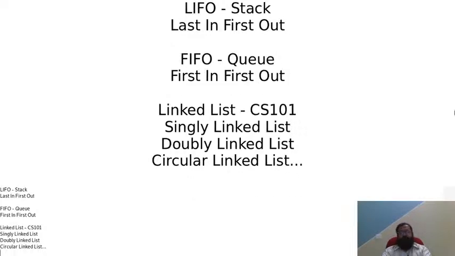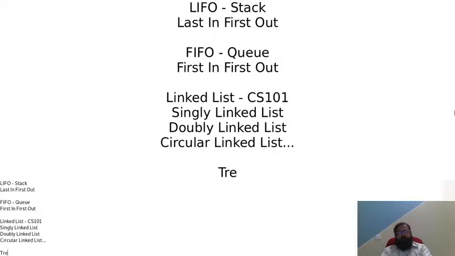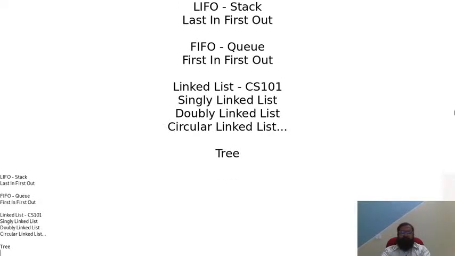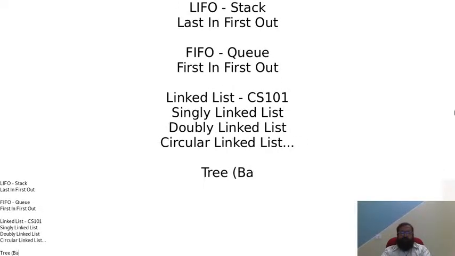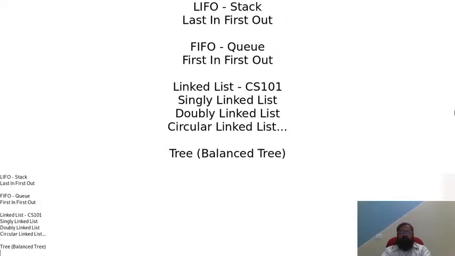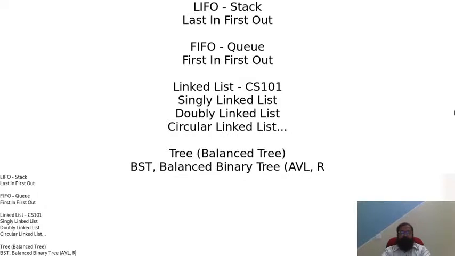Then they are going to learn about trees. They can learn about balanced trees. They can learn about BST, binary search trees. Then they can learn about the balanced binary trees like the AVL, red black tree.